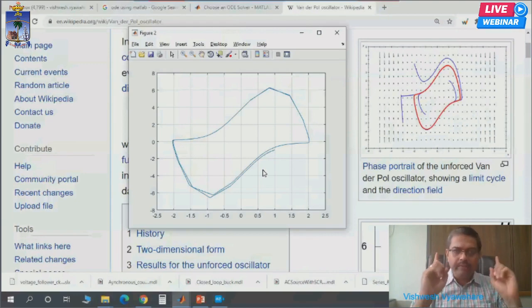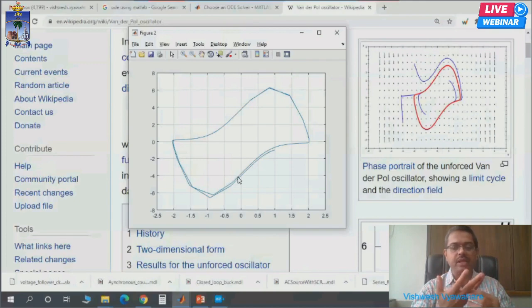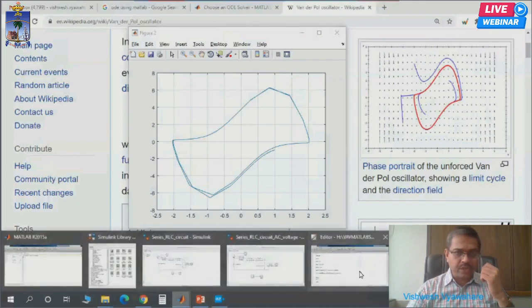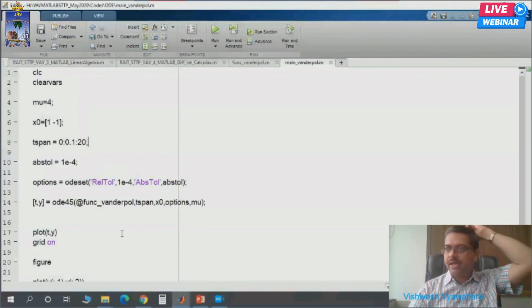I have given only one example, and I have deliberately shown that you need to convert a second order differential equation into a set of first order differential equations. The commands that we have used are here. This is how you give the initial conditions and all that, and this is how you try to solve an ODE. Now the question may come to your mind.